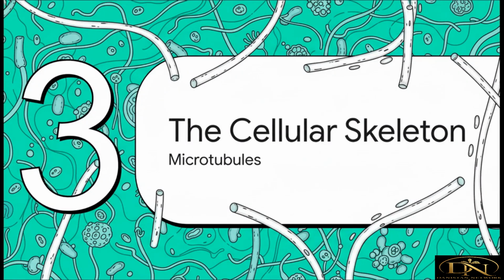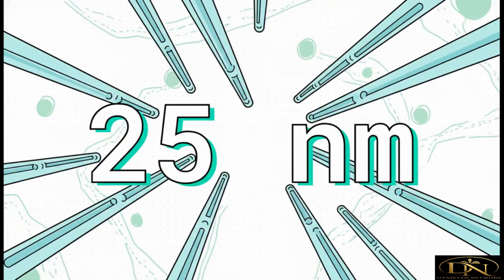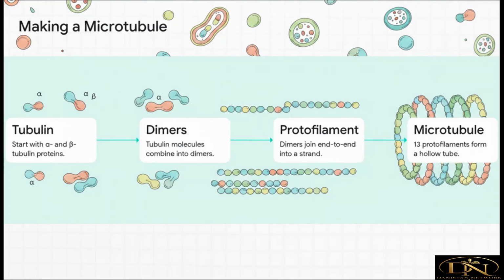Okay, let's move inside the cell now and see how things are built in there. We're going to look at the cell's internal scaffolding, the cytoskeleton, and its main component, microtubules. These are long, rigid, hollow tubes about 25 nanometers in diameter. They provide all the structural support and really help determine the cell's shape. And this is brilliant. This shows how they're actually built.